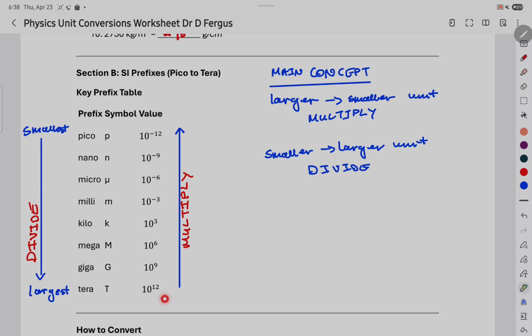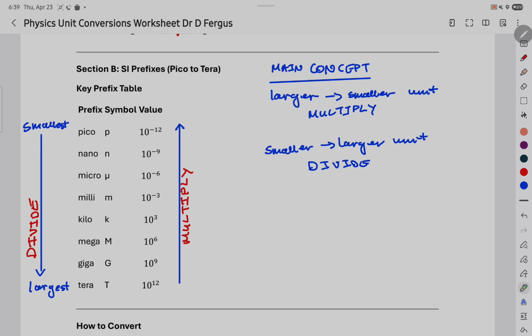Now, if we're moving in the opposite direction, where we're moving from a larger unit to a smaller unit, then we are going to multiply. That is the core concept behind our conversions.